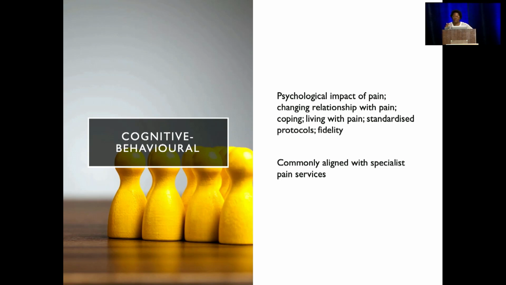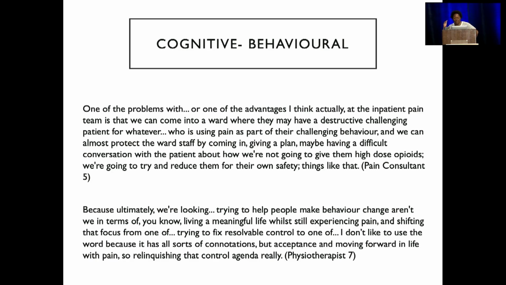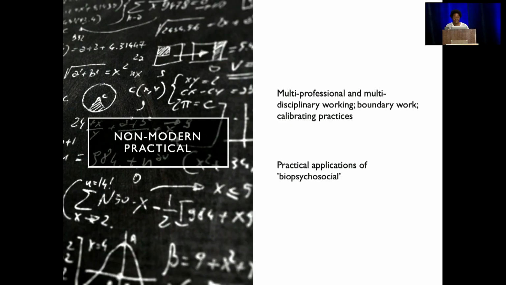So it is aligned very commonly with specialist services in the UK, at least, and this seems to be the case for Graham's data in the Midwest of America. And I draw again on the top quote of a pain consultant, using the language of this cognitive behavioral ontology: one of the advantages, I think, at the inpatient pain team is that we can come into a ward where they may have a destructive, challenging patient who is using pain as part of their other challenging behavior, and we can almost protect the ward staff by coming in, giving them a plan, maybe having a difficult conversation, again, moving towards opioids, safety, etc. And there were multiple instances of this kind of ontology or reality in the data.